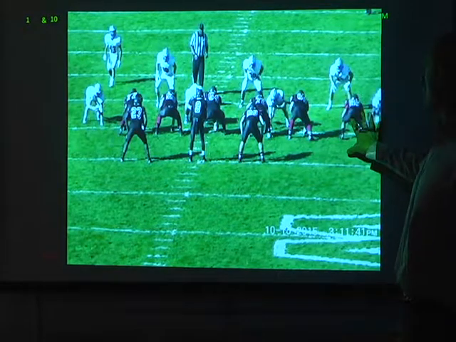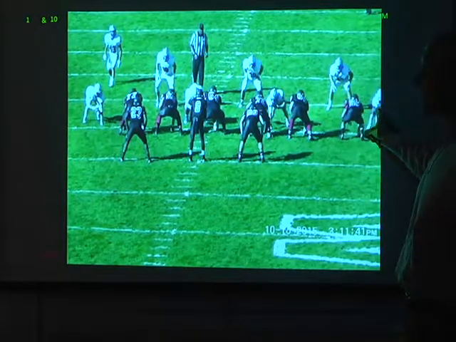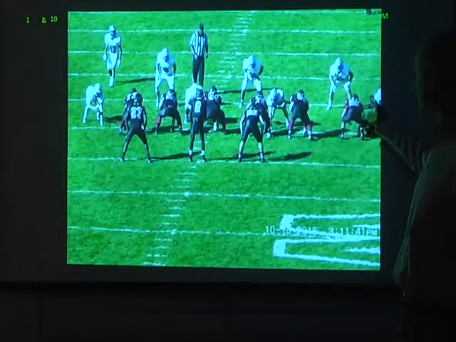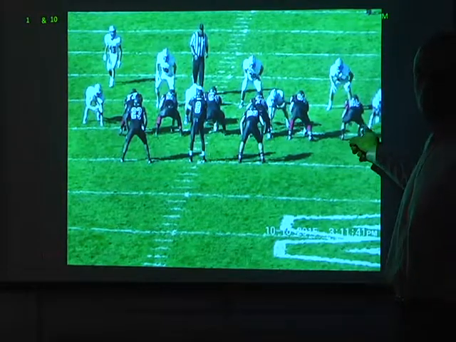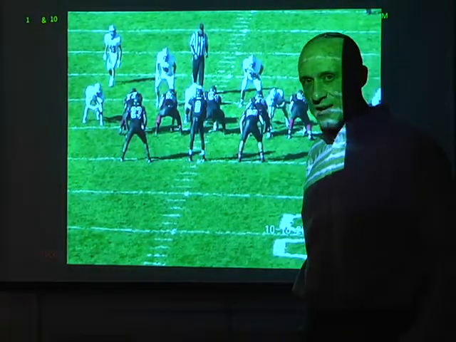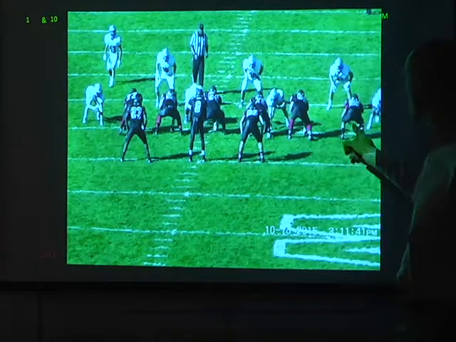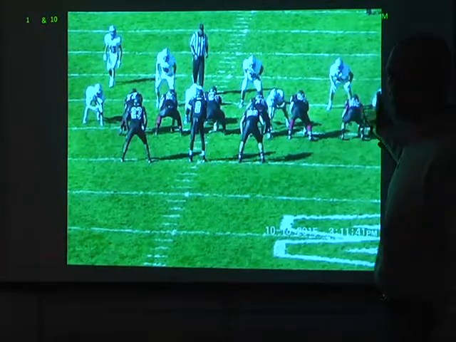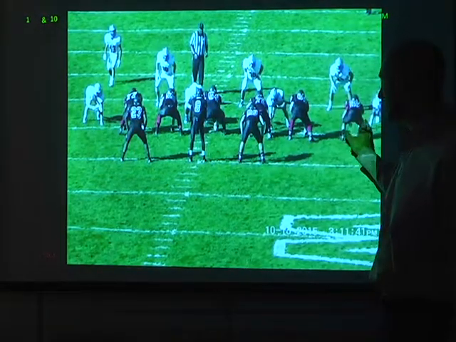So, to the call side, we have a 9 technique, who's aligned outside shade of the tight end, no more than 2 feet outside, with a slight angle or cock to his alignment. His visual key is the tight end. His assignment is the D gap. His alignment is a 9 technique.